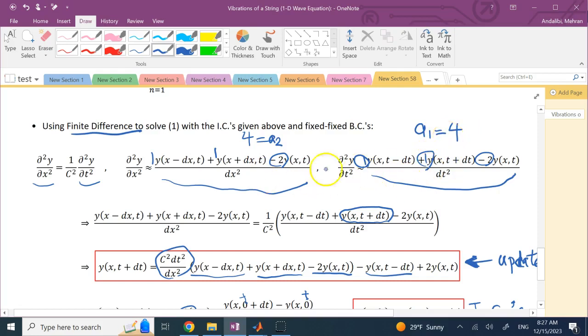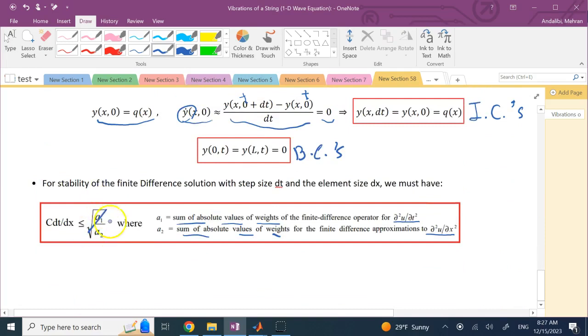And you could have used other operators for approximating second derivative. In that case, a1 and a2 would be different. So in this case, they are both 4. That means c dt over dx has to be less than 1. So if you pick a specific size for the grid size, from here, you have to pick some dt, the time step, that satisfies this inequality. Otherwise, your system can go unstable. And here, let me show you my code.